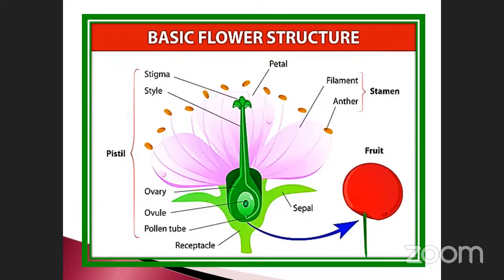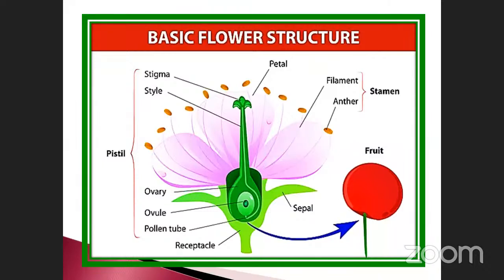The filament and the anther. Which one is called the filament? It is attached to the anther, a small needle-like structure. This is called the filament. So the filament and the anther are attached together at the base. Which tissue is present in it?